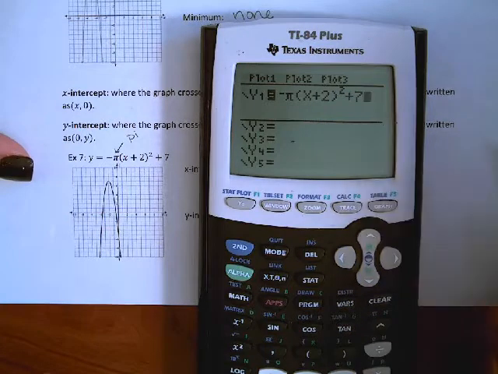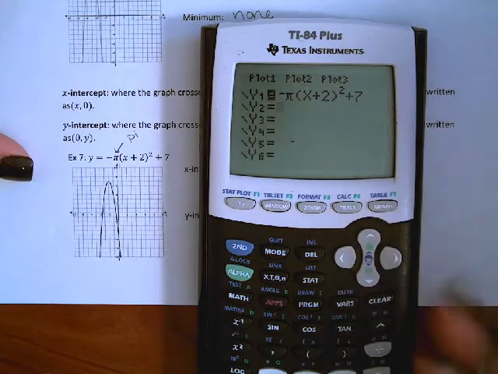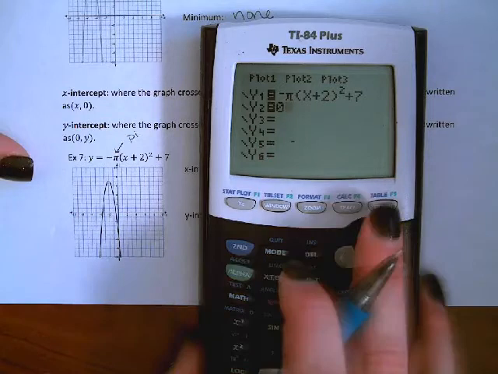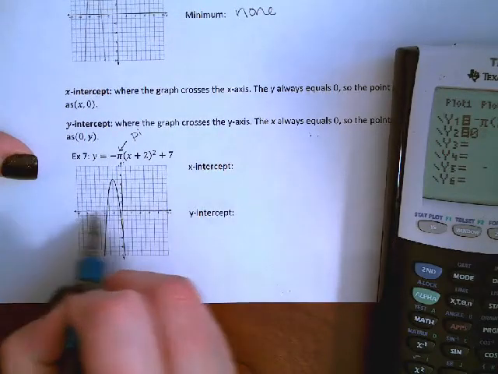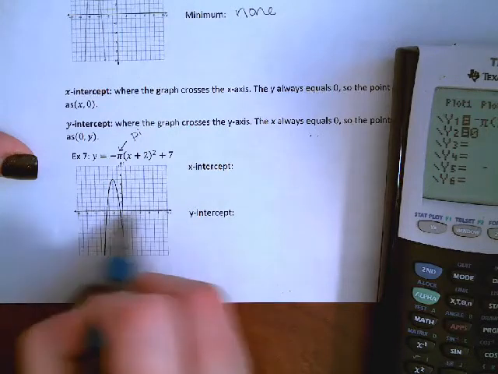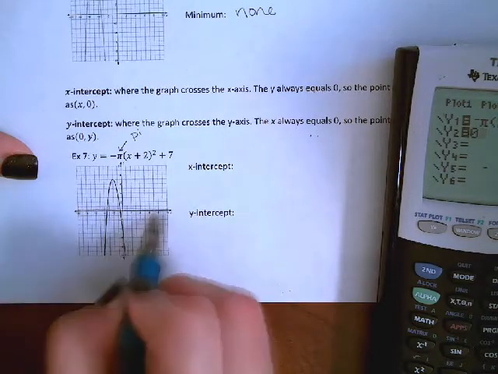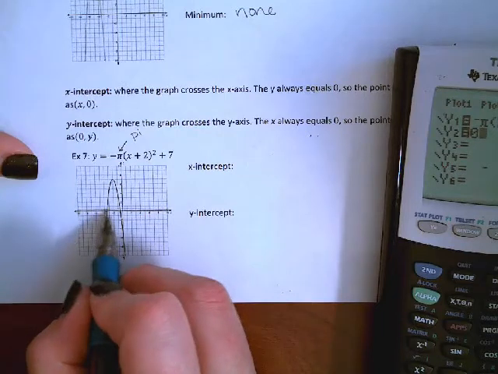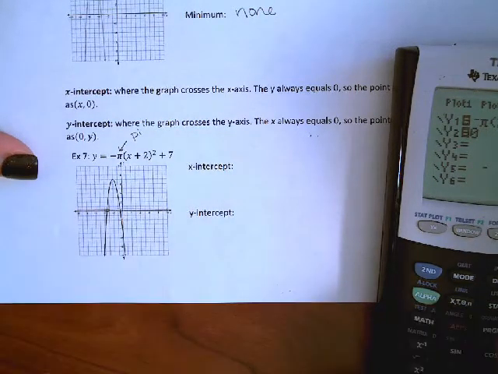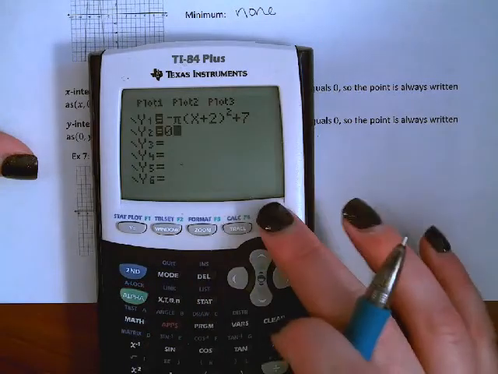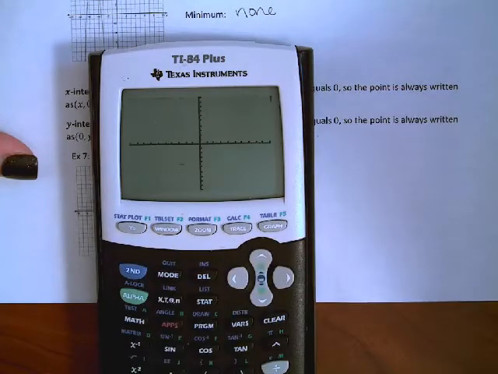What I'm going to do next is I'm going to graph the line y equals 0. So the line y equals 0 is this line right here. It's also known as the x-axis. The reason I'm going to graph that on my calculator is because then I'm going to be able to find where these two cross, and those are the x-intercepts. So I'm going to go ahead and graph that.